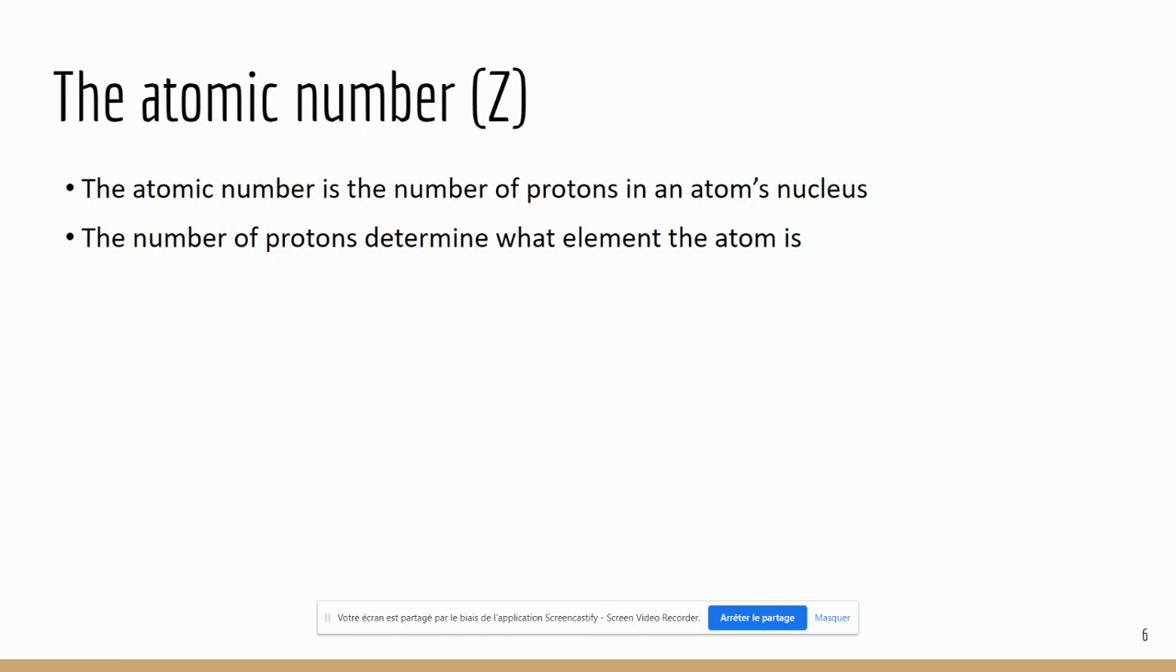This you should already know, but we're going to sometimes use the letter Z to represent the atomic number. It's the number of protons in the atom's nucleus, and that is the only thing that determines what the element of something is. So it's only the number of protons, not neutrons, not electrons.